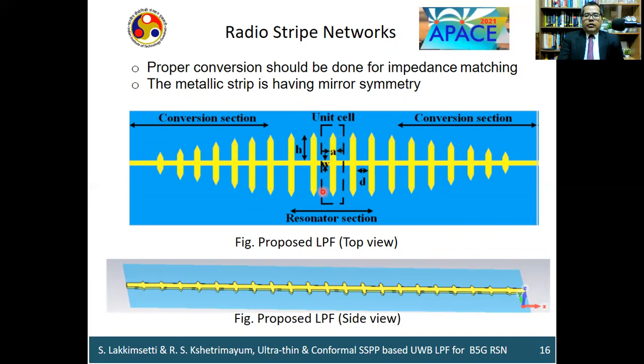This is the side view, and in the side view, you can see that we have this kind of structure on the top and bottom surface of the substrate. One surprising observation is that we don't need any ground plane for SSPP structures.